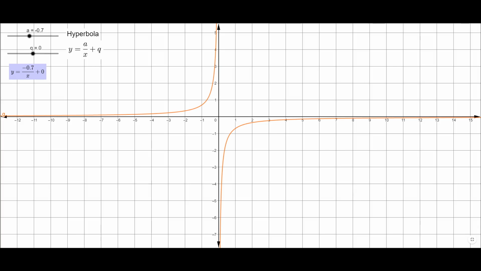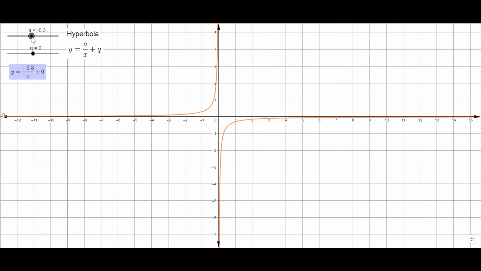Let's quickly refresh our memories on the hyperbola, the standard form, and how the Q and the A affect our graph. All right, there is our hyperbola. y is equal to a over x plus q, and that's how we identify that it's a hyperbola, right? Our x is part of our denominator. And over here, you were introduced to some new terminology, the asymptote.